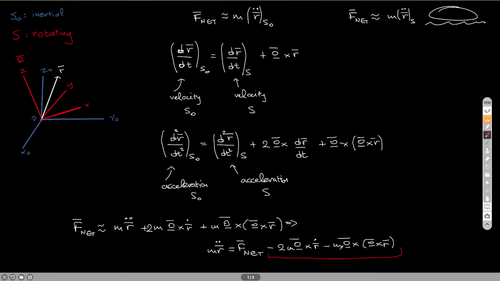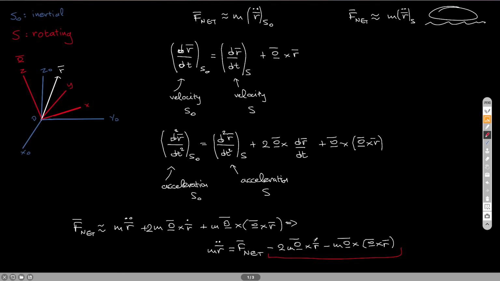Are those two due to any real interactions? No, they're not. They are simply there because of our transformation from the inertial to the rotating frame of reference. There are no interactions involved here. When you apply Newton's second law in a rotating frame of reference, you will use all the interactions you know, you will find the net force, and then you will add these two terms as well if you want to accurately predict the motion or the acceleration of the object in your rotating frame of reference.